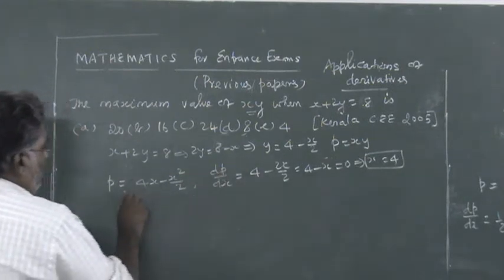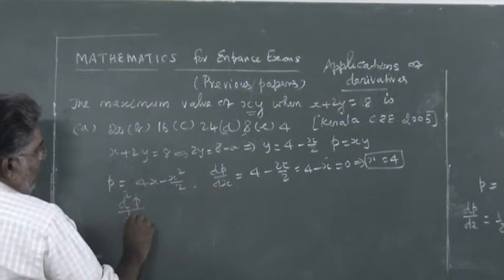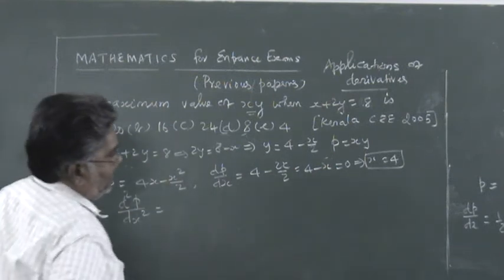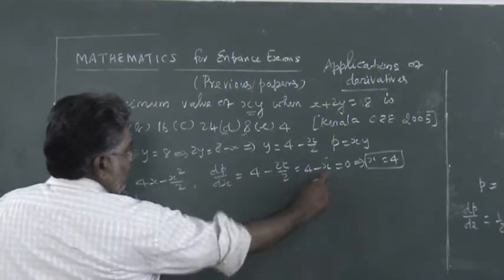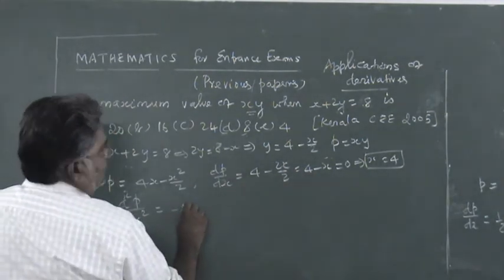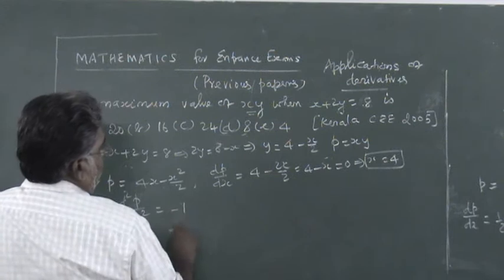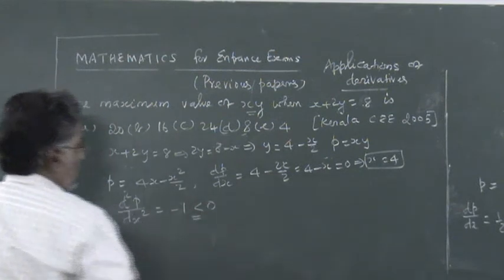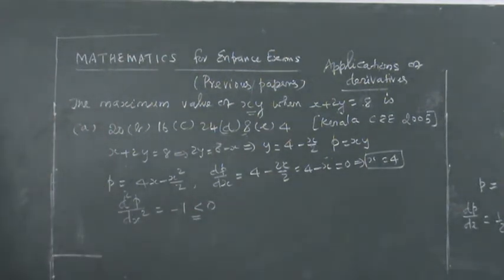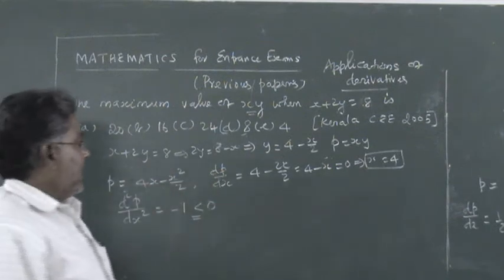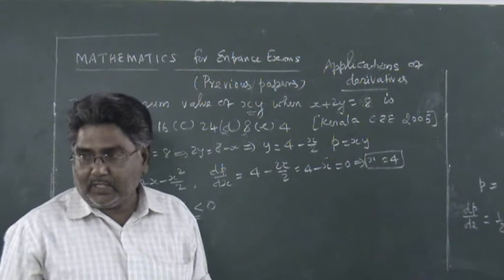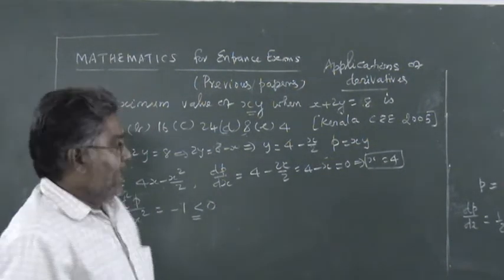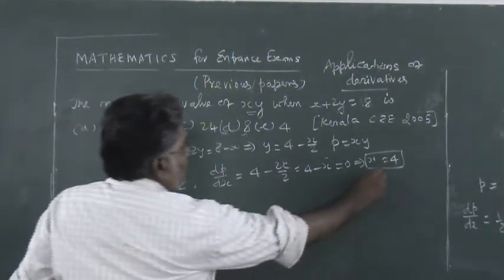dP by dx we already found. Go to d squared P by dx squared. You differentiate this once. This is dP by dx. When you differentiate this, you get minus 1, which is less than 0. When the second derivative is negative, we say that x equal to 4 represents a maximum. Okay? When x is 4, therefore, this is a maximum.